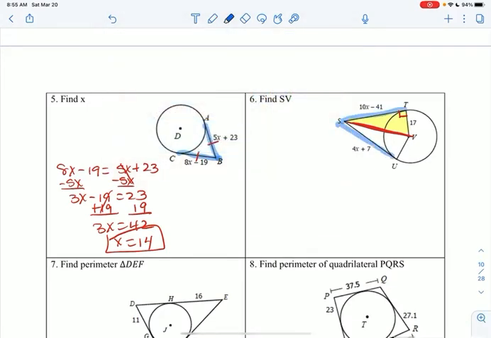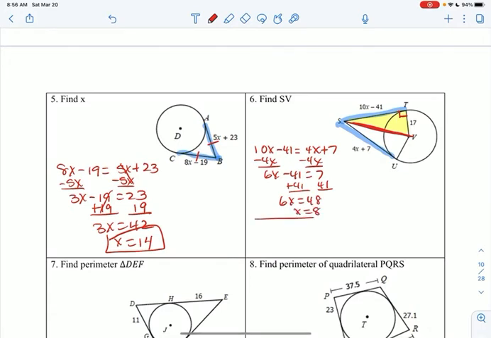They're equal to each other. So let's set up an equation to solve for x. And once I know what x is, I can go back and substitute it in and find ST, and then I can use the Pythagorean theorem. So this problem's a little bit longer. The two tangents I set equal to each other. So I'm just going to subtract 4x, add 41. Now I know what x is.